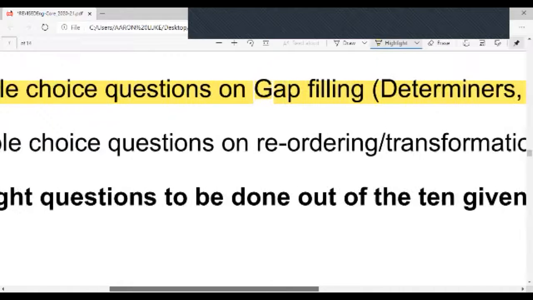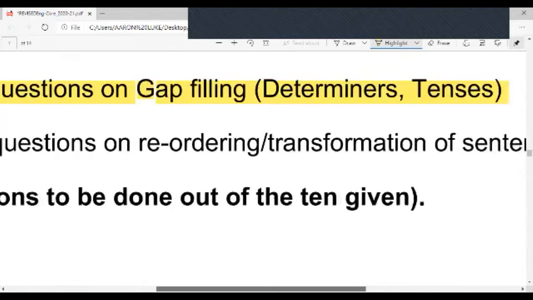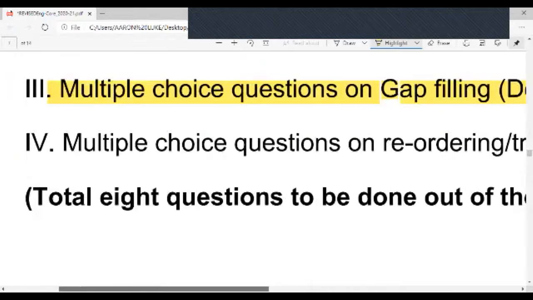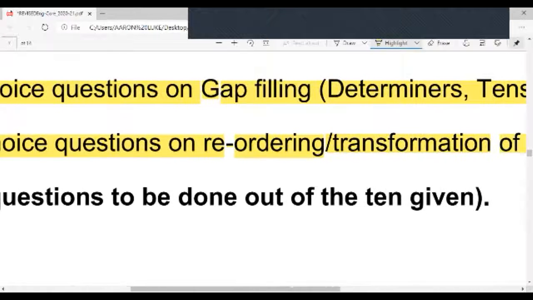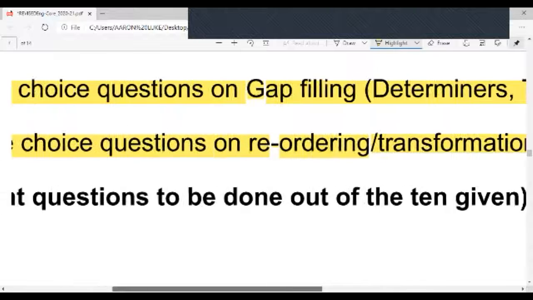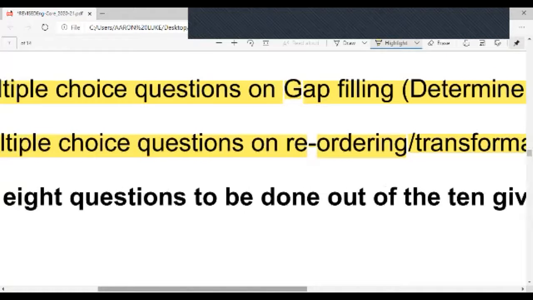So multiple choice questions on gap filling. The topics will be determiners and tenses. The type of question we will discuss later. Then we have the second segment, that is multiple choice questions on reordering and transformations. Reordering and transformation is the sentence reorder question we have already seen in grade 10, as well as active passive voice, and to a certain extent reported speech questions can also be expected.